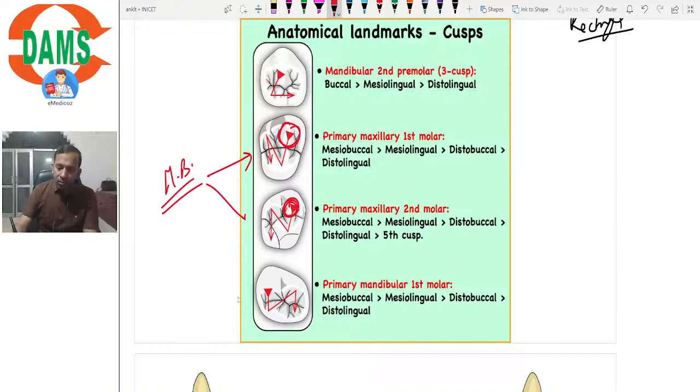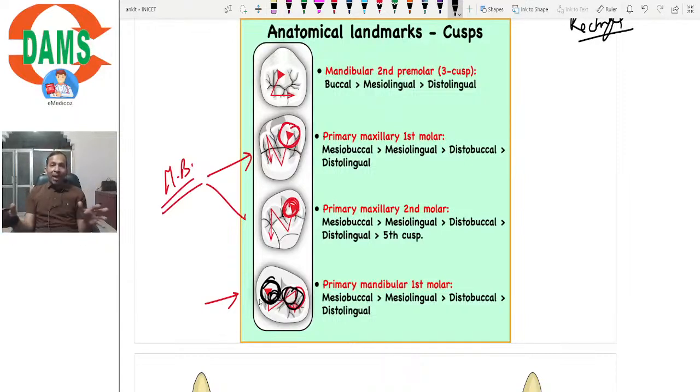right? This is the mandibular first molar, primary mandibular first molar, and the mesial cusps are larger as compared to the distal cusps. Don't get confused by this diagram. ठीक है, इस डायग्राम में ऐसा लगेगा ये डिस्टल कस्प तो बहुत बड़ा है, और mesial cusp छोटा सा है. So this is just the occlusal surface of the cusp. This entire thing is the cusp, isn't it? Don't get confused by that.